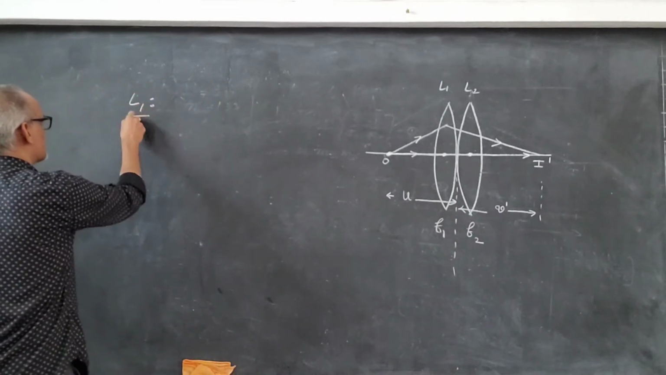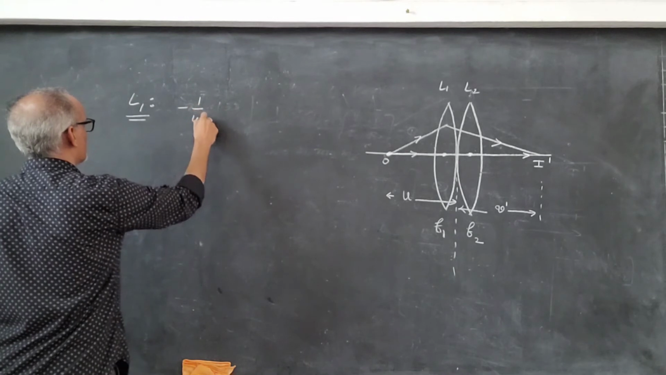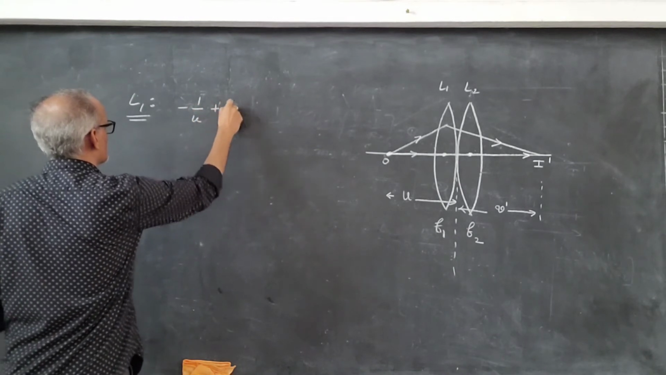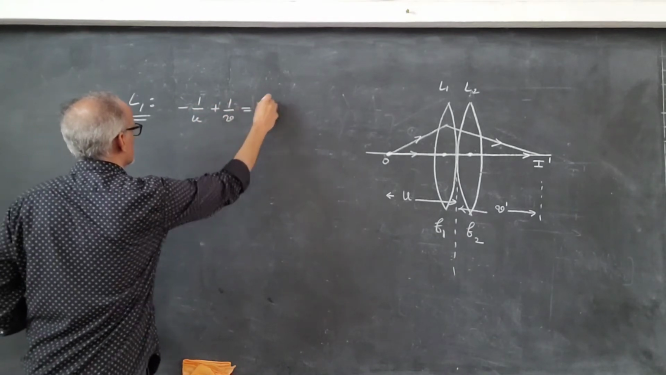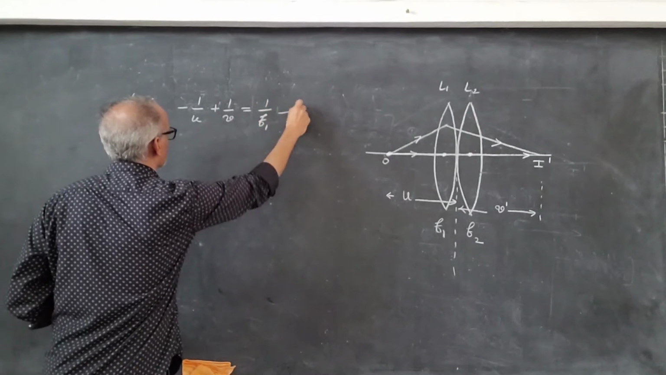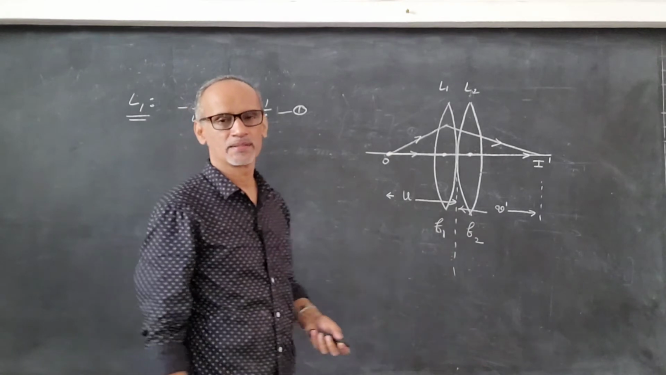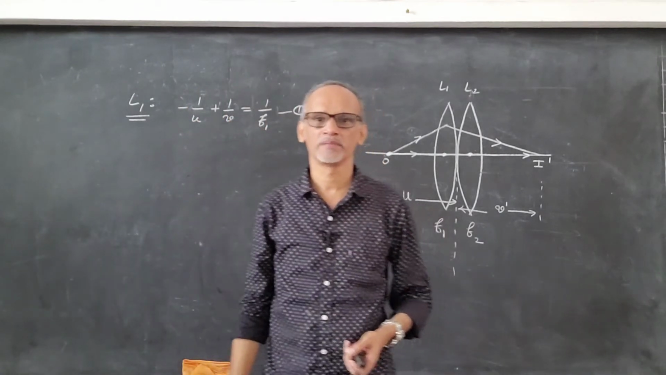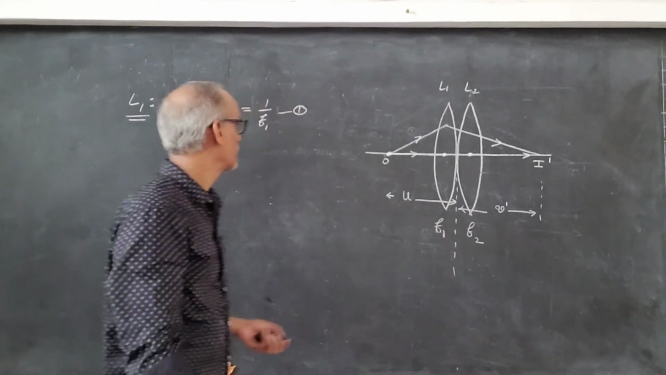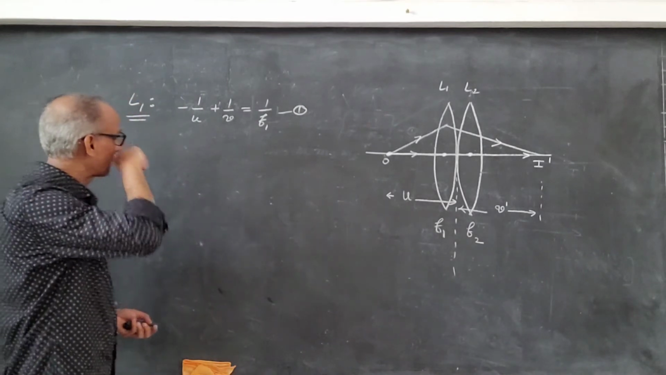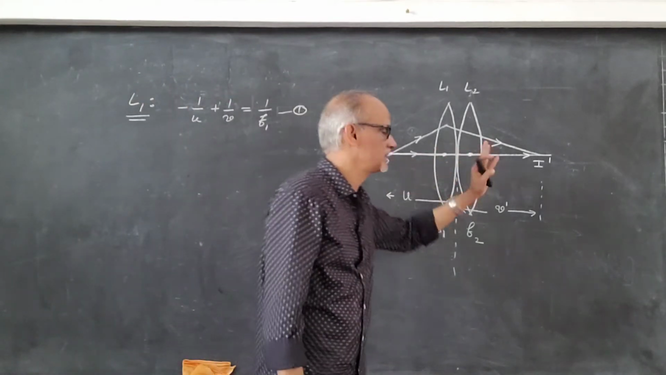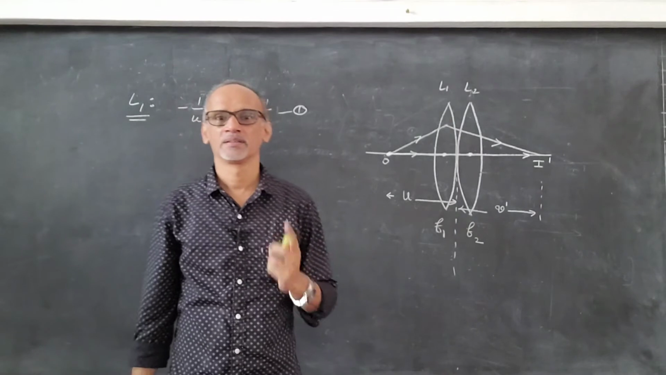So for the first lens, minus 1 by u plus 1 by v is equal to 1 by f1, because that is the formula which we use. This is the lens formula. Minus 1 by u plus 1 by v is equal to 1 by f1. So this is a real object and we get a real image in the absence of the second lens.